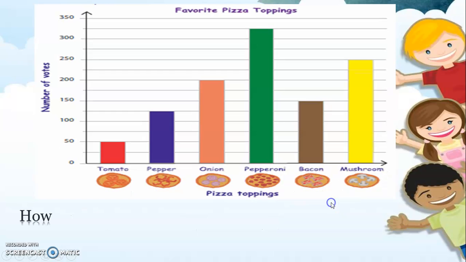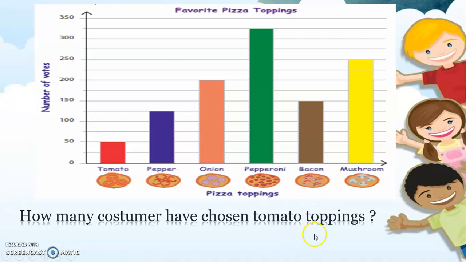Next one. How many customers have chosen tomato toppings? So where is tomato toppings? This is tomato toppings. The tomato toppings bar stops exactly at 50. So it means the answer is 50 customers want the tomato toppings.